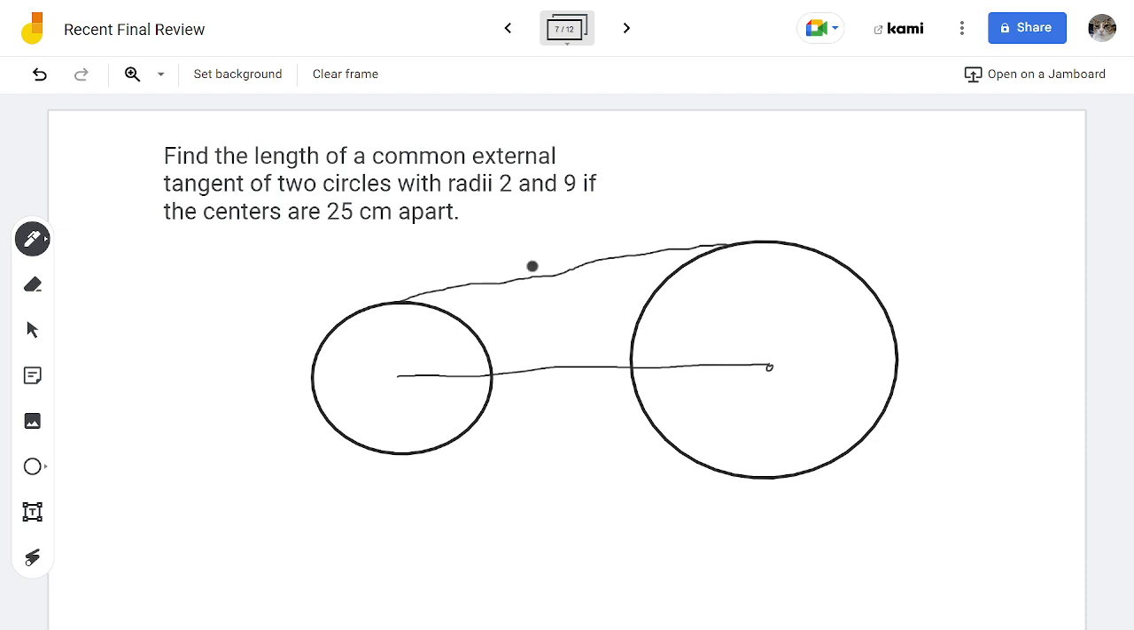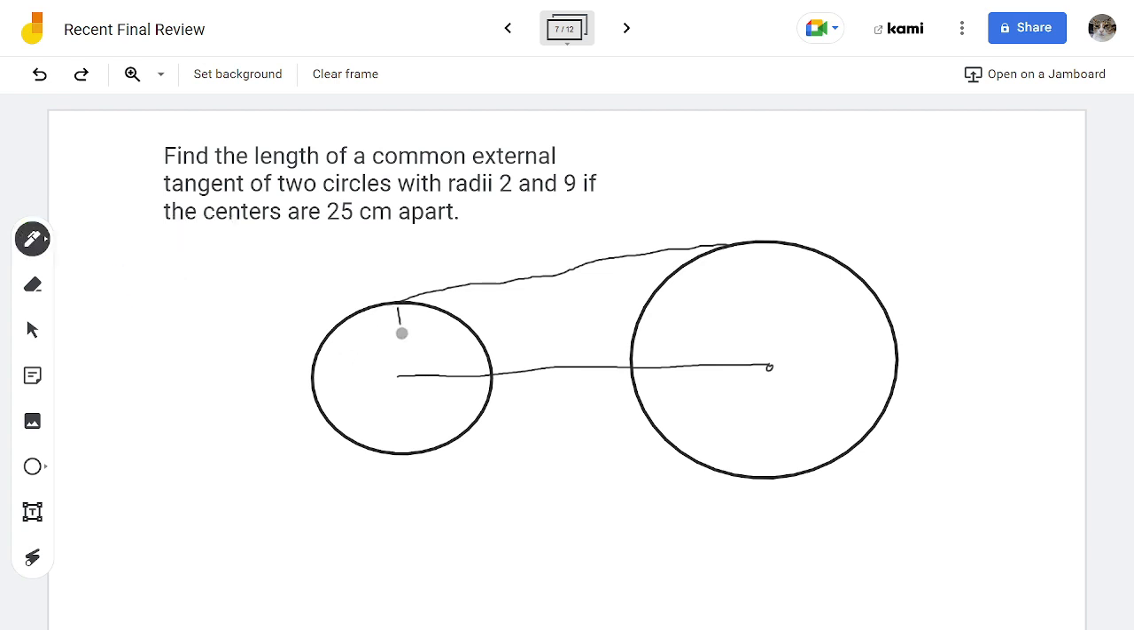So common external tangent is going to look something like this, right? And my tip for you for this problem, if you don't know by now, you have to create a parallel line. Do not create it parallel to this thing right here. Always make it parallel to this line right here. Always.